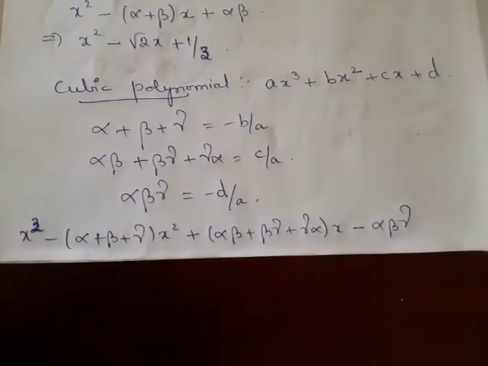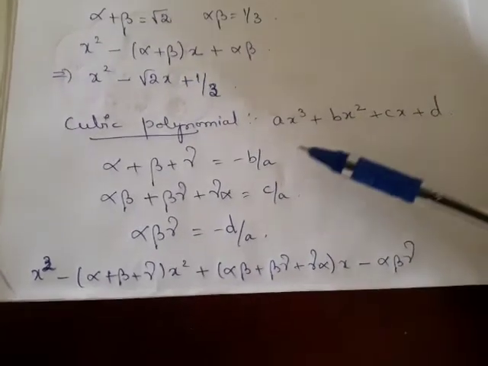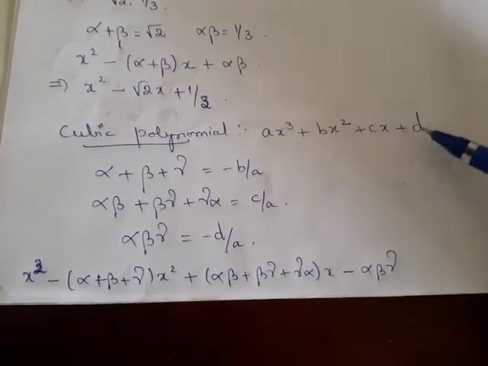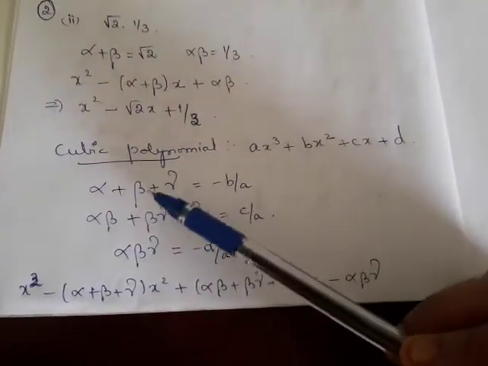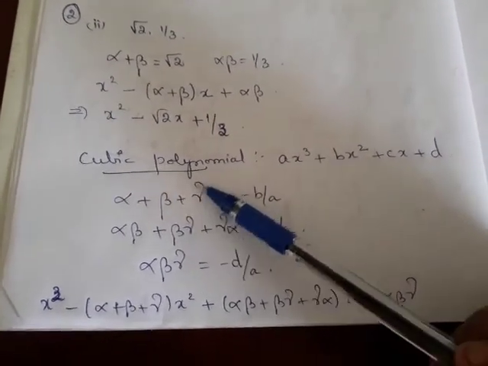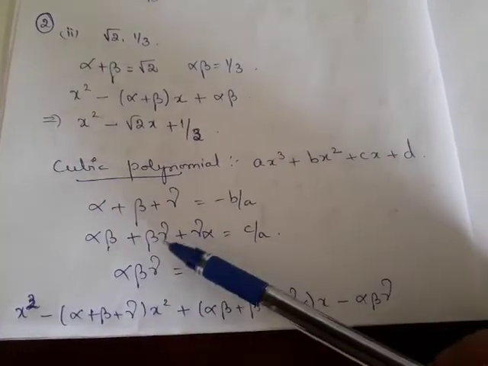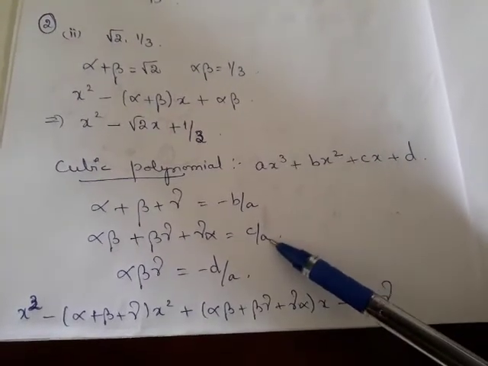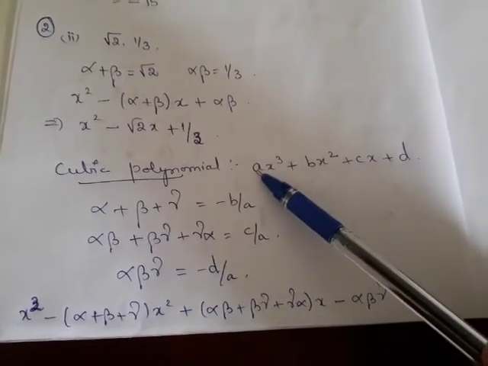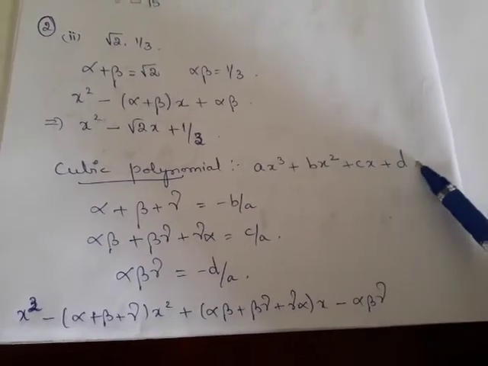So now we are going to see a cubic polynomial. The same concept we can extend to a cubic polynomial. What is the standard form of writing a cubic polynomial? Ax cube plus bx square plus cx plus d. So far we represented two zeros as alpha and beta. Now we are going to extend it with the third zero, gamma. So alpha plus beta plus gamma is minus b by a. Alpha beta plus beta gamma plus gamma alpha is equal to c by a. Alpha beta gamma is minus d by a. What is a? Coefficient of x cube, b is the coefficient of x square, c is the coefficient of x and d is the constant term.